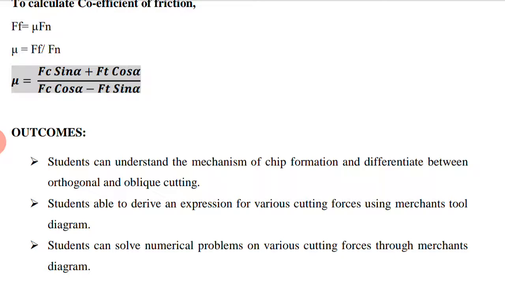Outcomes: we can understand the mechanism of chip formation and differentiate between orthogonal and oblique cutting, and also are able to derive an expression for various cutting forces using Merchant's tool diagram, and also can solve numerical problems on various cutting forces through Merchant's diagram.